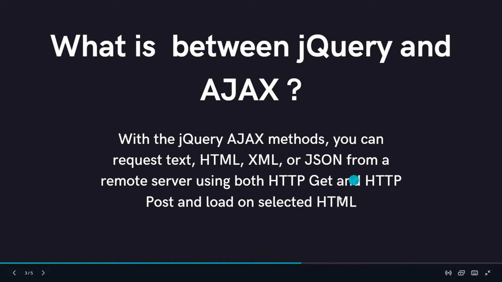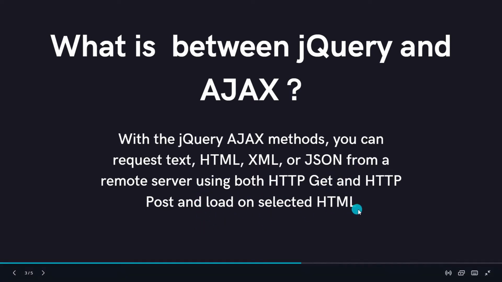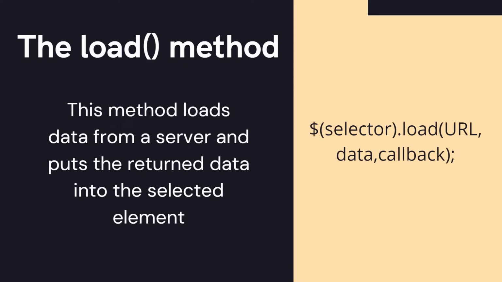And this is what we call HTTP get. Using HTTP get you got it, and you have successfully loaded it on the selected HTML. This is how we go with get and post and load on the HTML. And next we are going to discuss the load method. Under the load method we are going to select a specific site under the URL, and we are going to get the data, and this data is loaded.